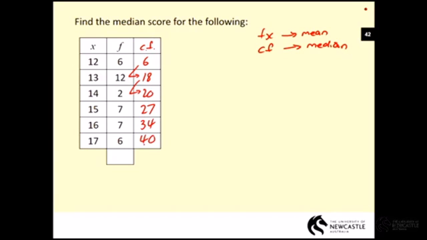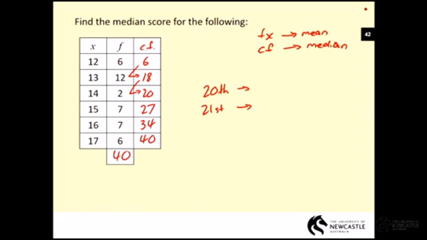I'm just going to do a check over here. 6 plus 12 is 18, 19, 20, 27, 34. Yep, everything's good. I've got 40 scores here. The last number in the CF column is 40, and my total of Fs was 40. If I've got 40 scores, that's an even number. We said for 40 scores, like 10, I wanted the 5th and the 6th. For 40, I want the 20th and the 21st. So I want to know what's the 20th score and what's the 21st score.